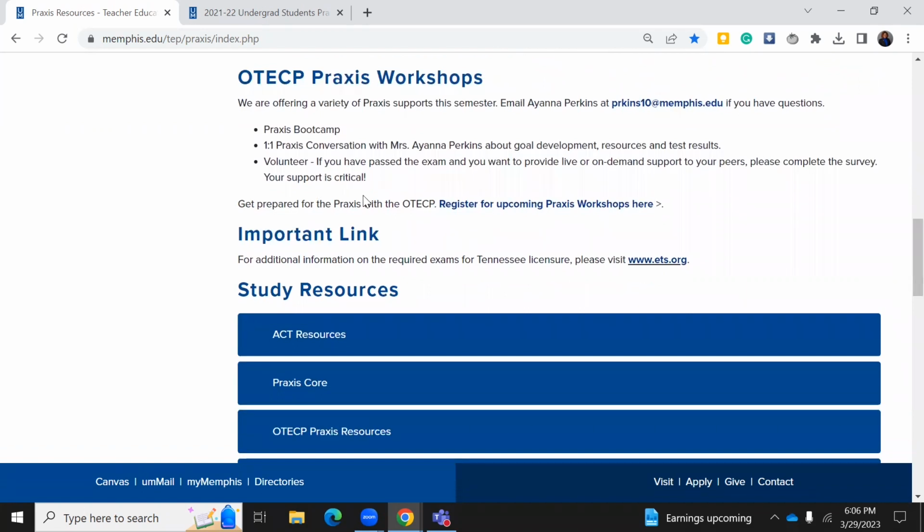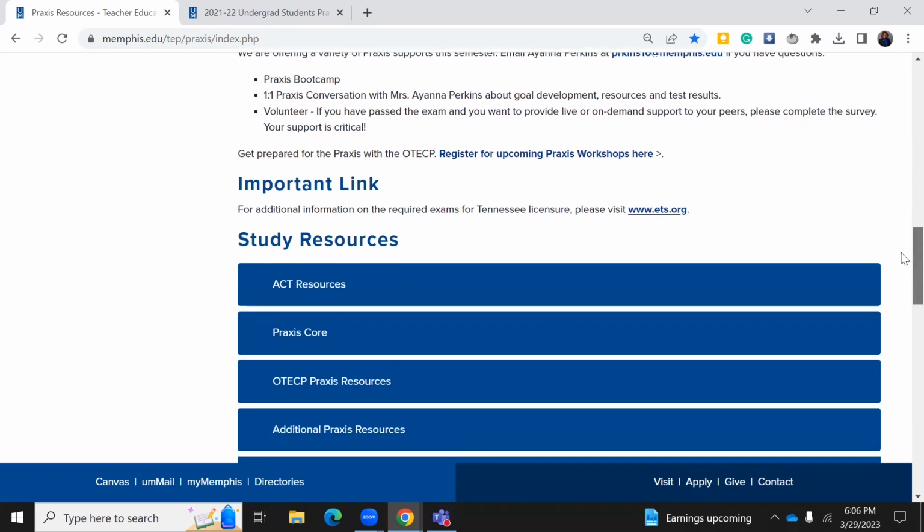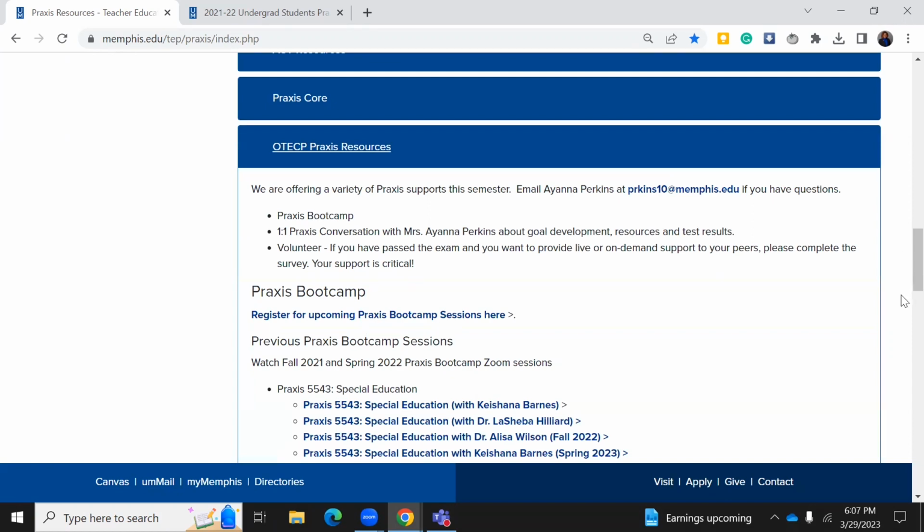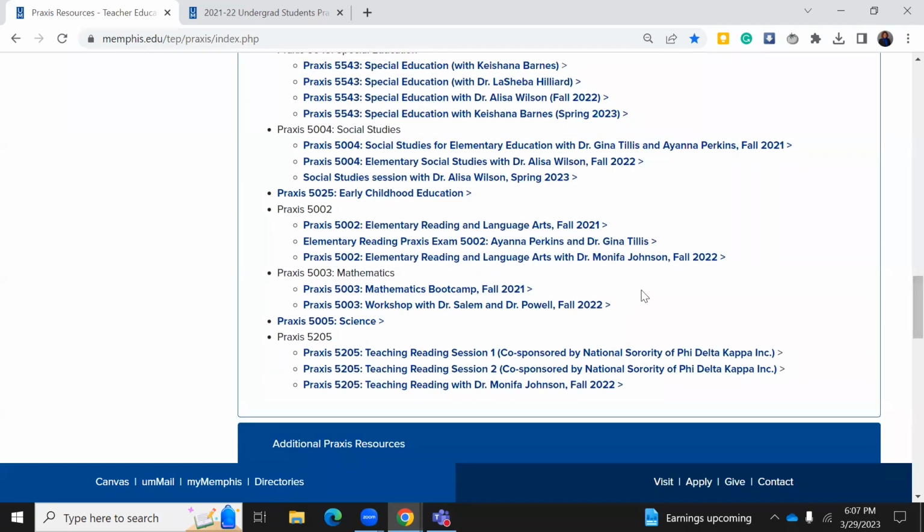Then we have the OTECP Praxis workshops. You're attending one right now. So if you signed up, awesome. You will be receiving emails in the fall as well with these Praxis scholarship opportunities and workshop opportunities. But let's say that you have a situation where you missed an email and you just want to go on this page, you can just click right here and sign up. Then we have the OTECP Praxis resources. So all previous workshop videos can be found right here. So you're actually able to see the 5025 workshop that was previously done and all of the previous 5205 workshops.